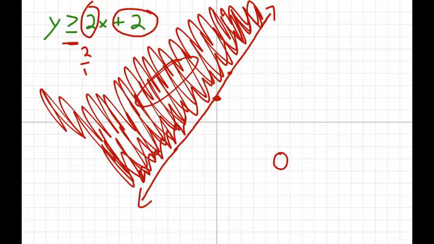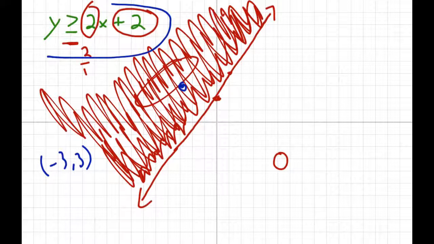All right, now, the biggest mistake people make in the beginning is shading on the wrong side. So there's a way to test that. You come over into this shaded area and pick a point. So I'm going to pick a point right there. That point is at negative 3, comma, positive 3. I'm going to take that point and plug it into our inequality, and then check to see if it is true. If it becomes a true statement, then that means I shaded on the correct side.